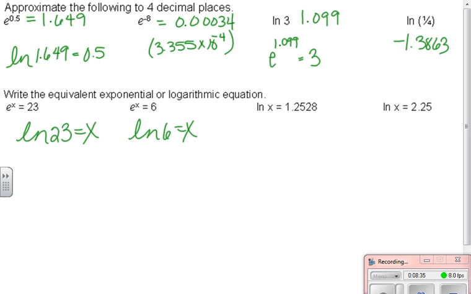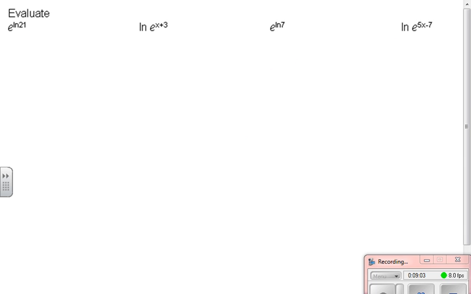Natural log of x equals 1.2, etc. We can't solve that, but we can put it in exponential form and say e to the 1.2528 power is x. The same way here, we can say e to the 2.25 power is x. So that's how we can move between those two forms to get that variable out where we can solve for it.